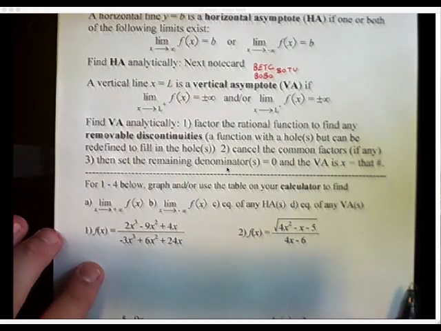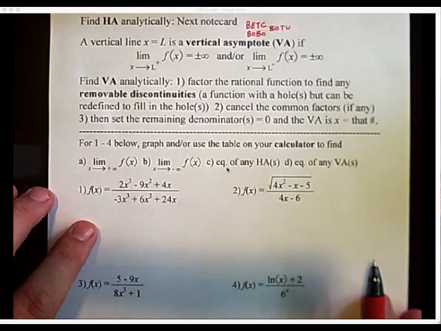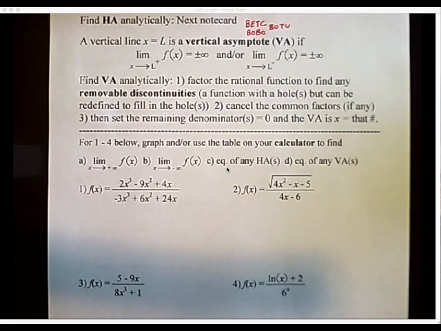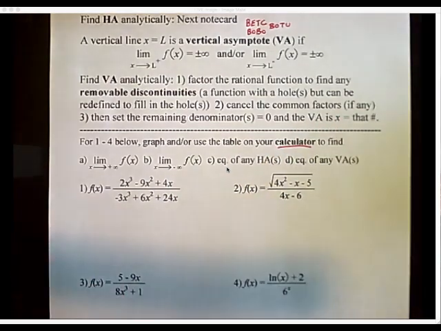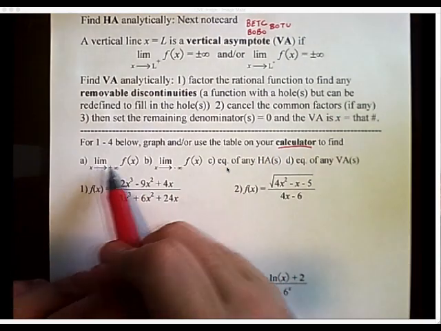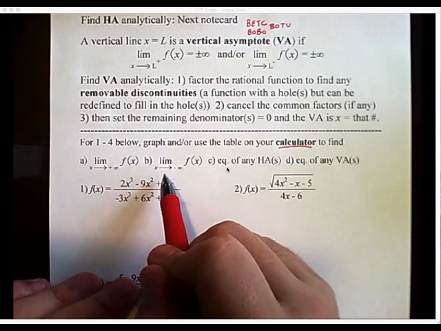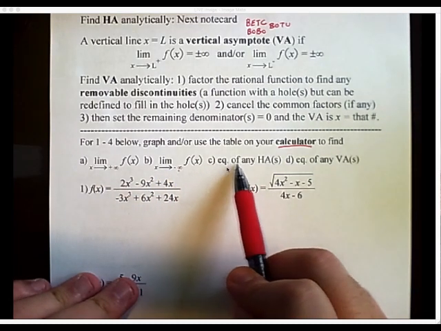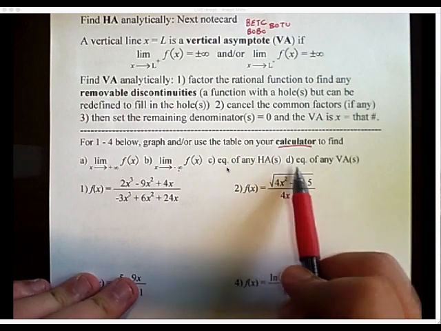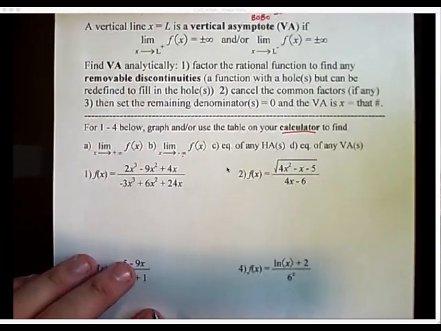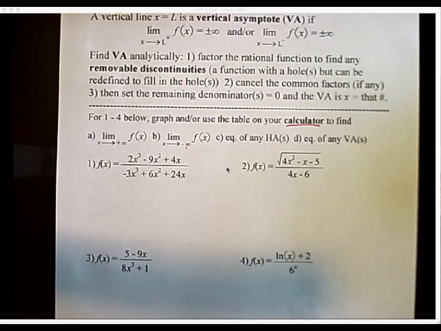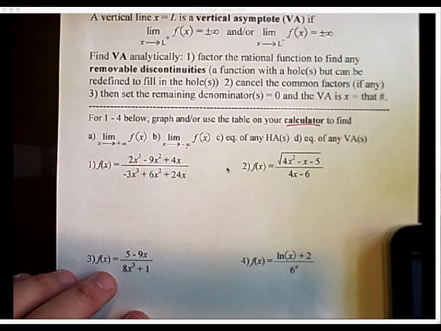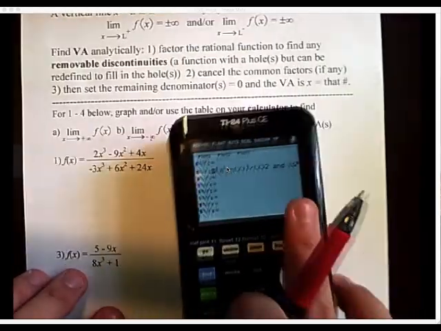Okay. So let's see what it asks us to do here. It says for numbers 1 through 4 below, graph and/or use the table on your calculator to find the limit of the function as x approaches positive infinity, as x approaches negative infinity, and the equations of any horizontal asymptotes and any vertical asymptotes. So we're going to use our calculator to help us understand this. Let's look at number 1 here.